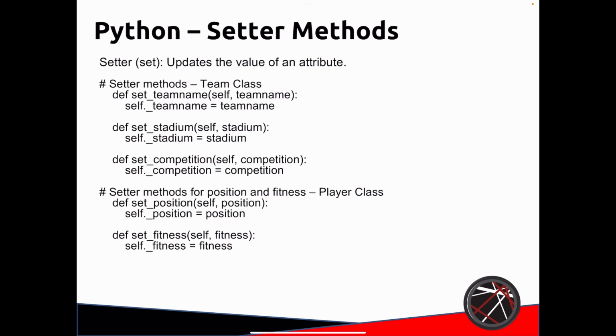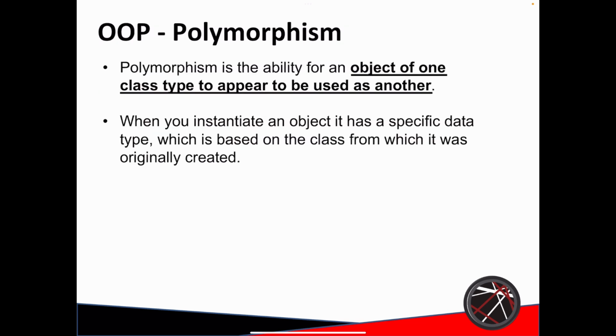Again, you can see them for setters. So we can set the team name, we can set the stadium, competition, etc. And remember, like I said before, if we didn't create one of these, say for example the competition, and we didn't allow it to be set, we therefore wouldn't be able to update that data value. In other words, it's protected as a result of that. So really quite useful.